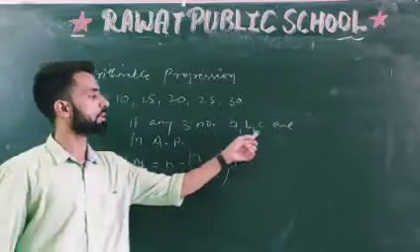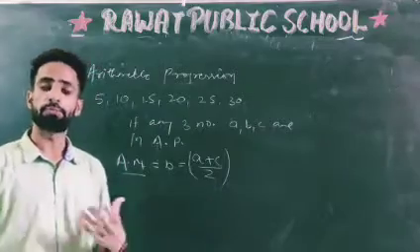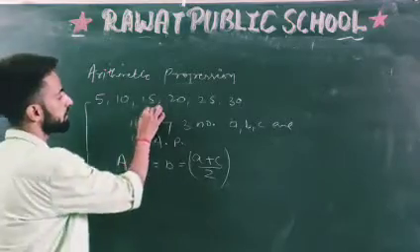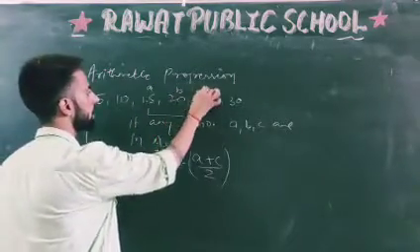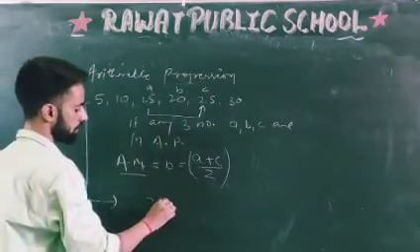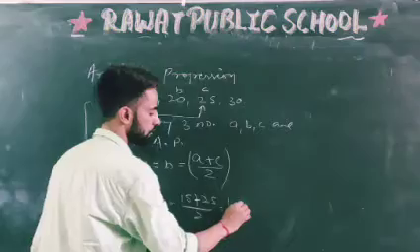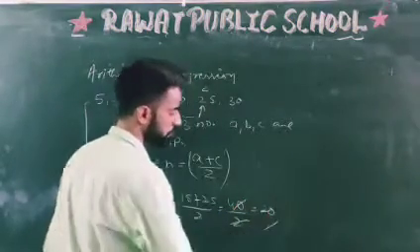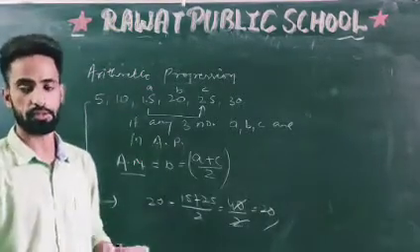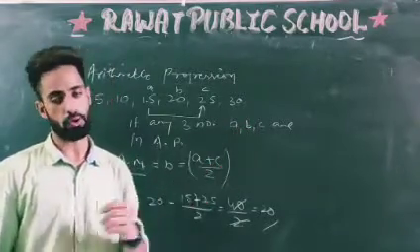So if there are 3 numbers A, B, C in this sequence, then B is equal to A plus C by 2. We can prove this using this AP. If I take these 3 numbers, they can be A, B and C. Then my B is equal to A plus C by 2. Let's find out. B is 20. A plus C, 15 plus 25 by 2, that means 40 by 2, equal to 20. So this is how we can find the arithmetic mean between two numbers, where the 3 numbers are in arithmetic progression.